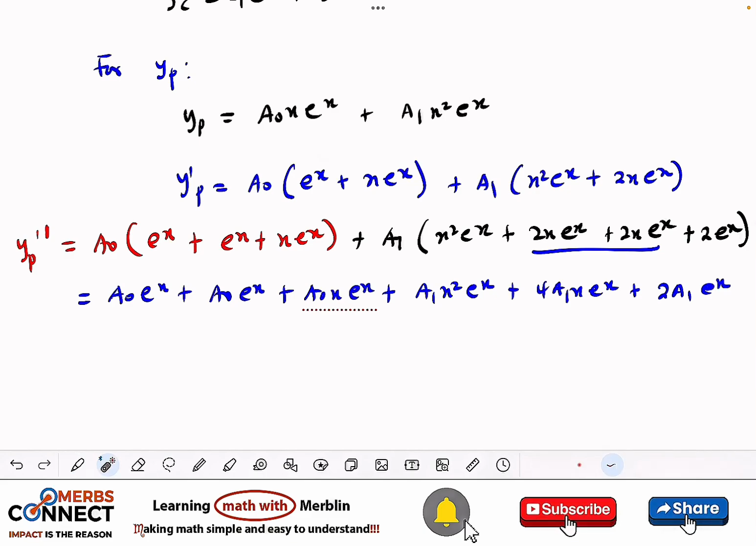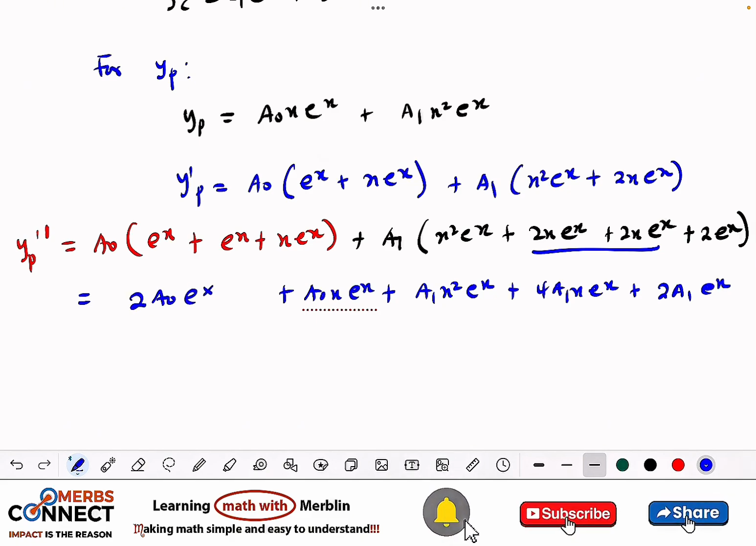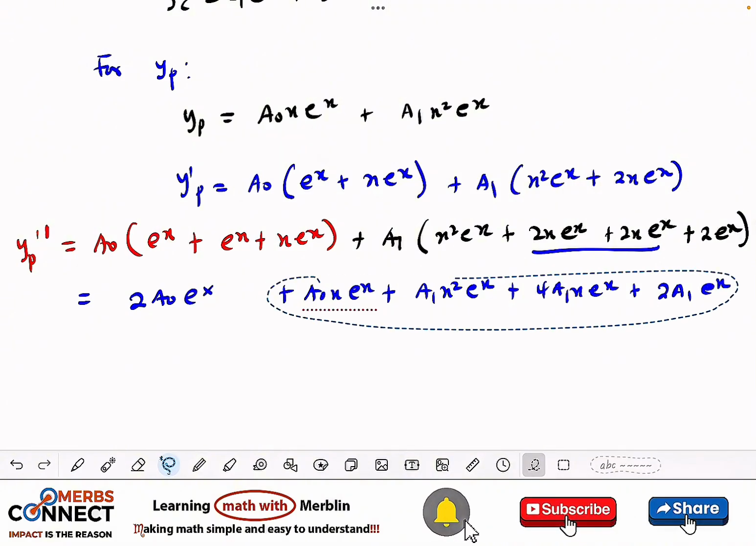Can I group any terms? These are all a naught. Okay, I can add this term and this term from here. This plus this will be 2. So I can even write this one as 2a naught e to the power x. So apart from that, I cannot add any term again. So that's what I'm going to get at the end of the simplification.